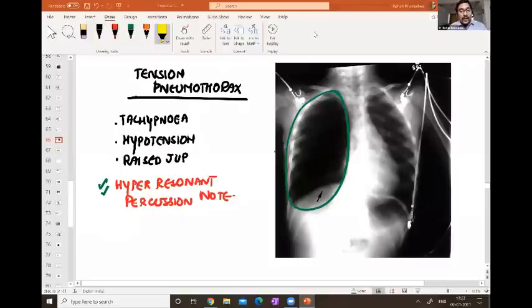The reason why left-sided diaphragmatic injuries are more common, can anyone tell me the reason? I'll be very happy if a few people can tell me the reason. The reason is because the right side is protected by the liver. Excellent, correct. Right side is protected by the liver. That is why left-sided diaphragmatic injuries are more common. Very good.